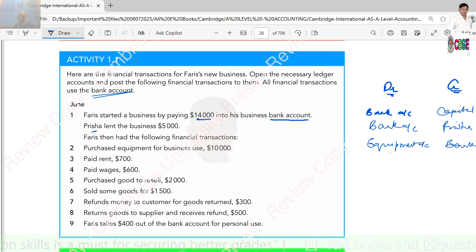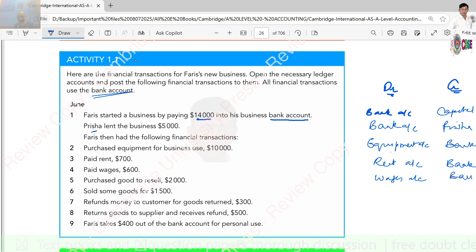Then paid rent 700. What is happening? Money is going out from bank. Credit what goes out; credit what is being paid. Then rent account debit. Rent is an expense, so rent account will be debited. Paid wages: wages account debited. Why? Because it is an expense. Bank account is credited because money is going out from bank.